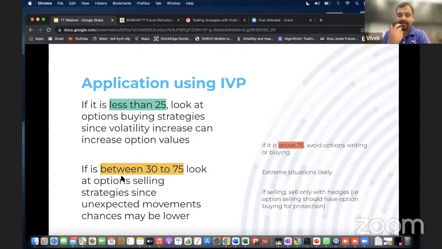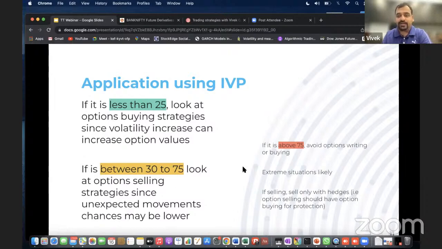And if the actual movement happens to be much lower than expected, or even if it goes around expected, we may earn money, because the actual volatility may be lower than the implied volatility. That's a little advanced, so I'm not covering it in this, but when we look at the strategies in the course, we can talk about that. So between 30 to 75, we can look at selling strategies.